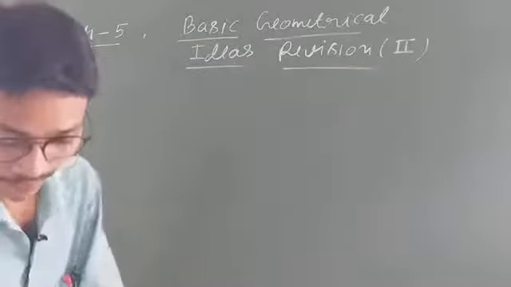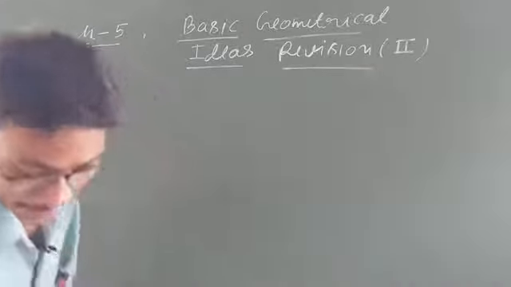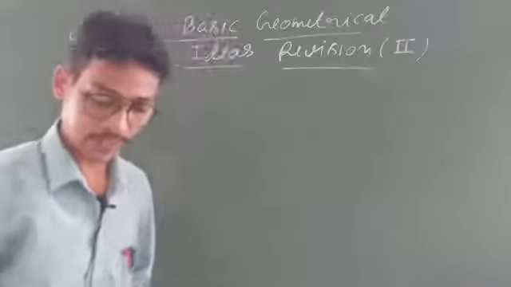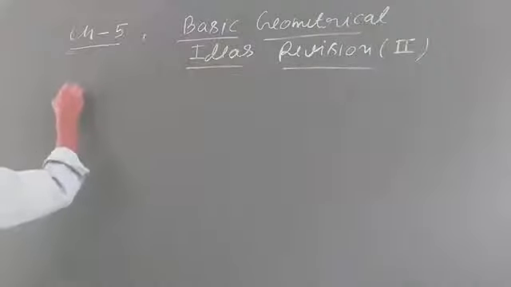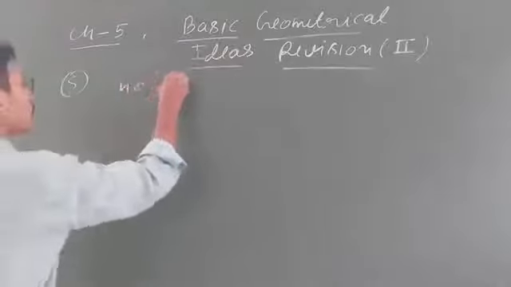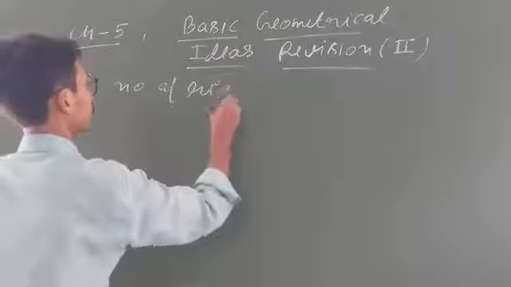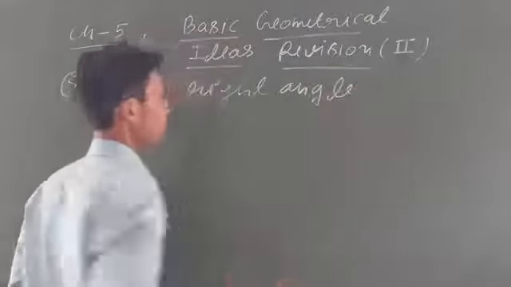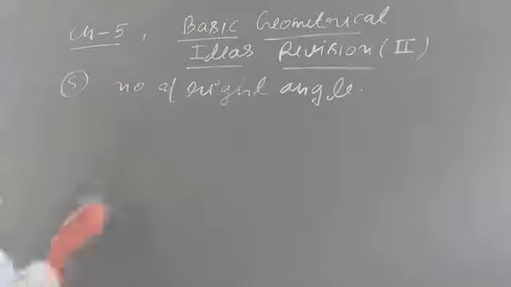Okay, question number 5 is given. Find the number of right angle turns through which the hand of a clock turns when it goes from... You have to find out the number of right angles. Clear everyone? You have to find out the number of right angles. The first question I will do.